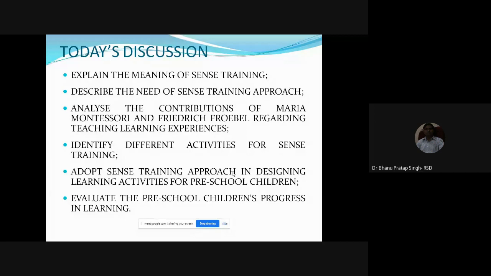Different activities for sense training: what activities are required for sense training? Then the sense training approach in designing learning activities for preschool children. Last but not least, we will try to evaluate preschool children's progress in learning. We will understand how to evaluate the progress of children in terms of learning.